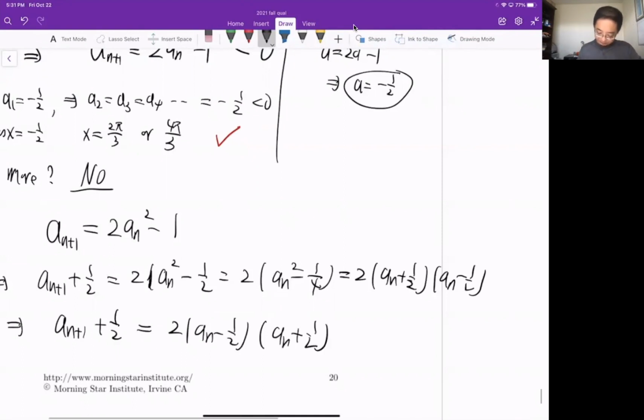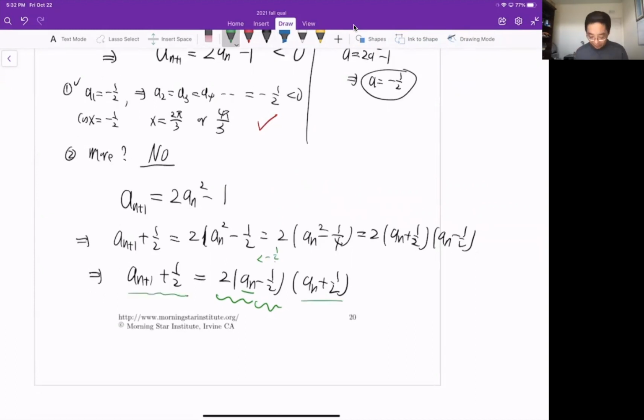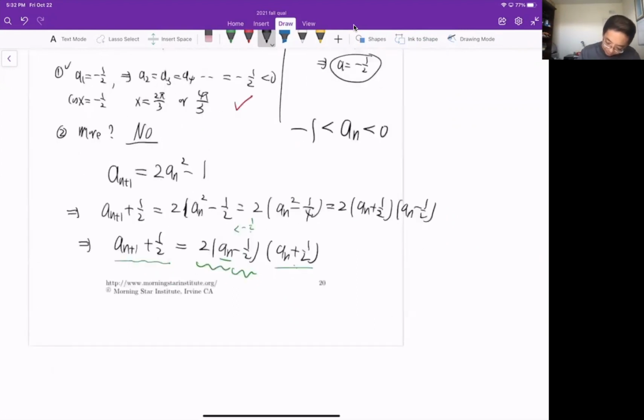Now, what's the point? When you look at this, a_n is negative, so a_n minus 1/2 will be less than negative 1/2. It's multiplied by 2, so it will be less than negative 1. That means the recurrence, if a_n plus 1/2 is not 0, just goes up by a factor and gets larger and larger. But that is impossible, since remember our a_n is less than 0 but bigger than negative 1. So it cannot get too large. But anyway, let's make this rigorous.